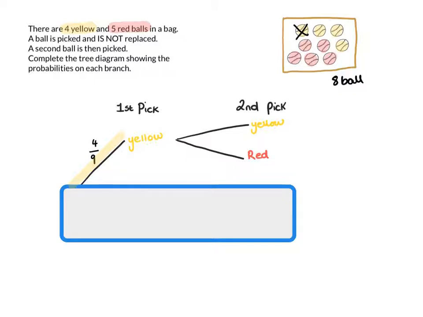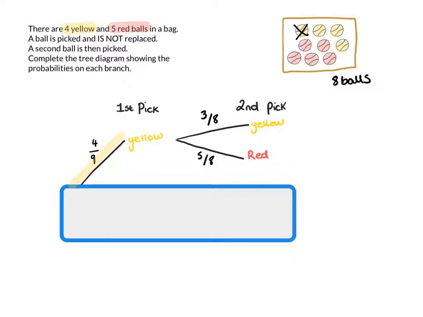Now we can do the probability of picking yellow and red. So now there are 3 yellow balls left in the bag because we've taken one out, out of 8 possible. So the probability of picking yellow on our second pick is now going to be 3 over 8. And for red, well, because we only picked a yellow ball out, there are still 5 red balls in the bag, but out of a possible 8. So the probability is going to be 5 over 8. Also, remember that branches add up to 1. So 3 over 8 plus 5 over 8 is going to give you 1.